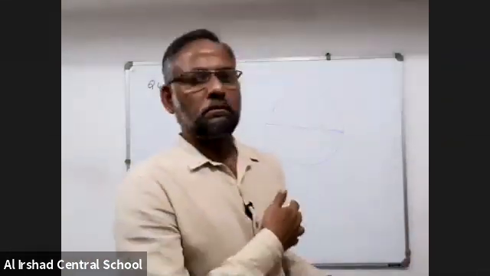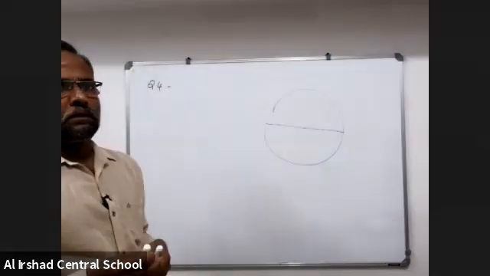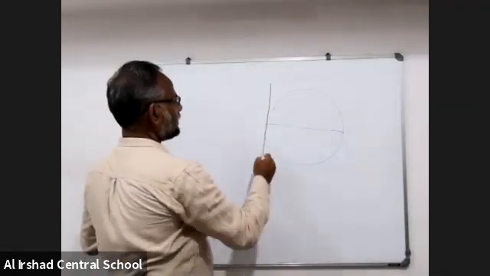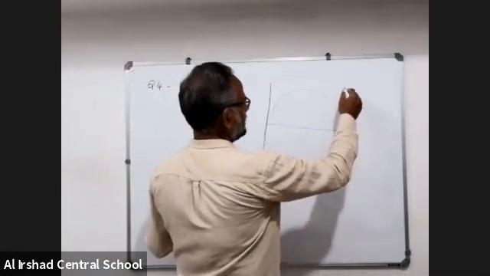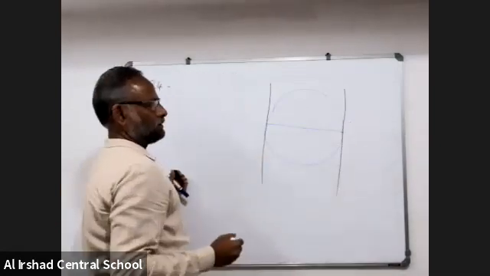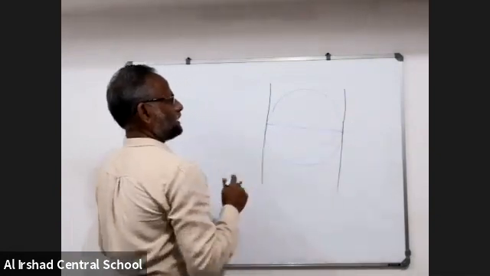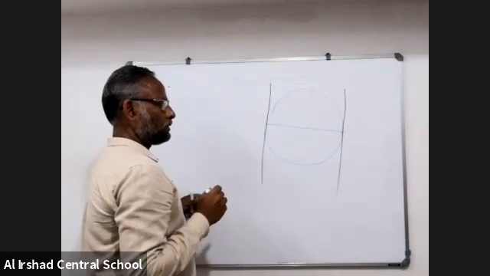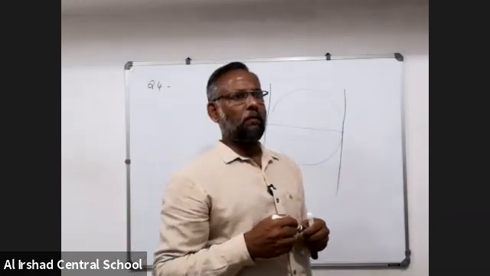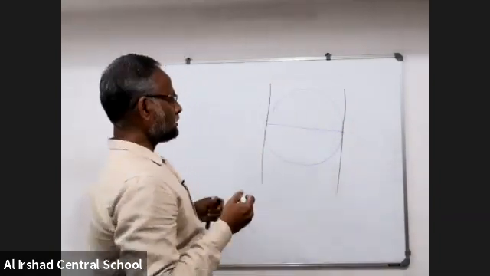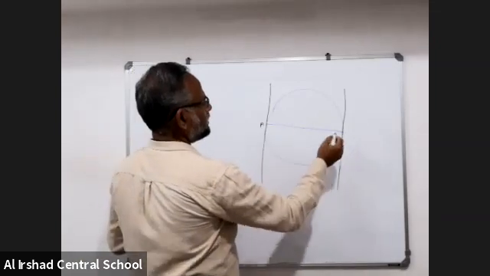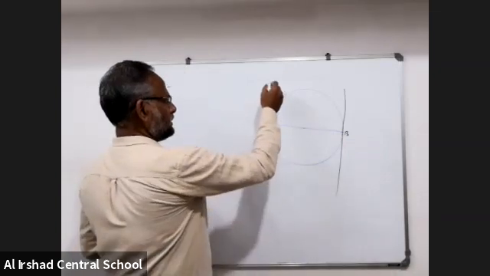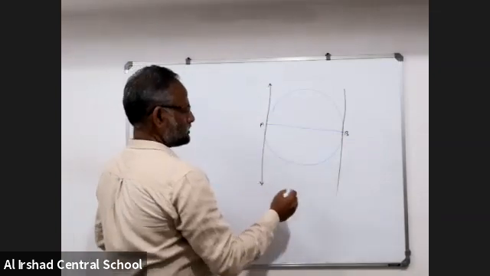Circle is here, diameter I drew, then tangents. One tangent you can draw like this, another tangent you can draw like this, okay? Hence of the diameter, they are parallel, we have to prove. We can give names. Suppose this is A, this is B, ends of the diameter. So this is a line, this is also a line.